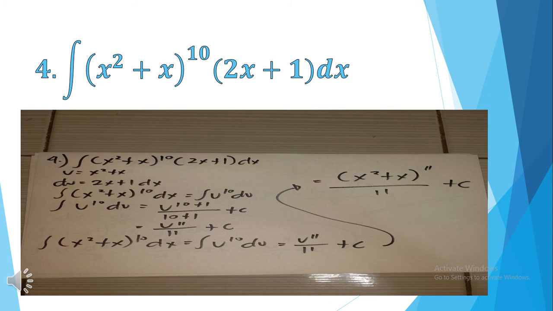Then the integral of x squared plus x to the power of 10 dx is equal to the integral of u to the power of 10 du, which is equal to u to the power of 11 over 11 plus c. So our final answer by doing the substitution method, where u is equal to x squared plus x, is the quantity x squared plus x to the power of 11 all over 11 plus c, where c is an arbitrary constant.